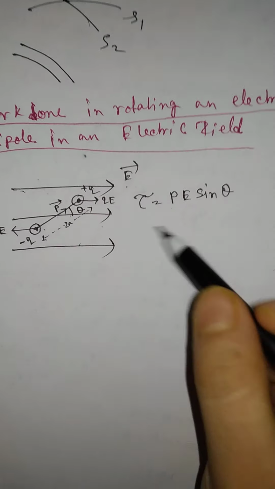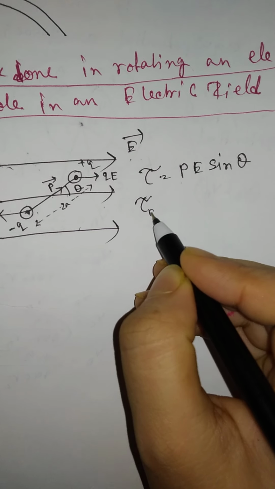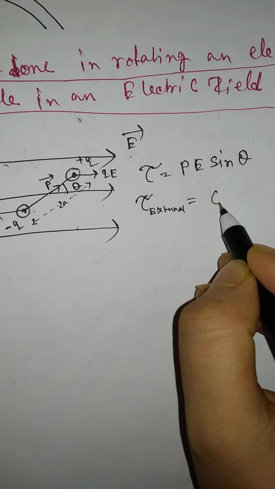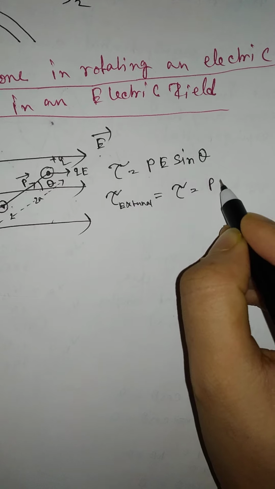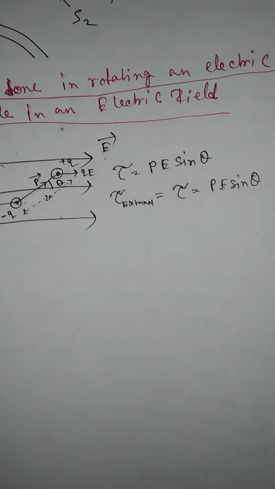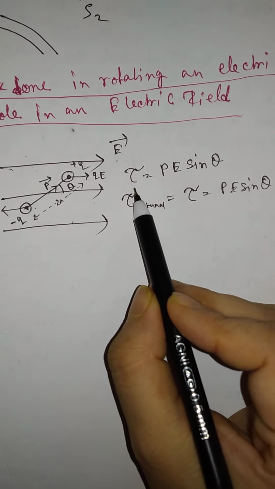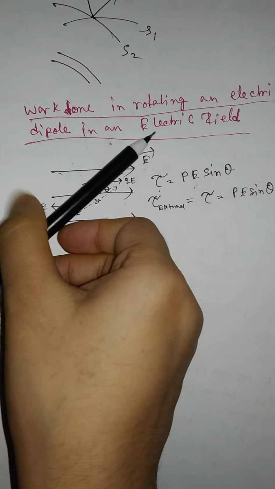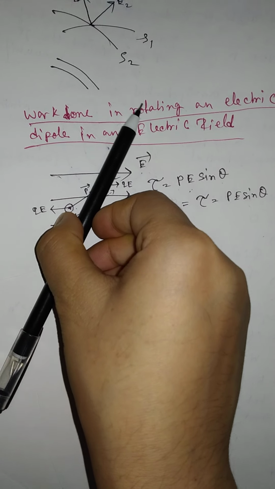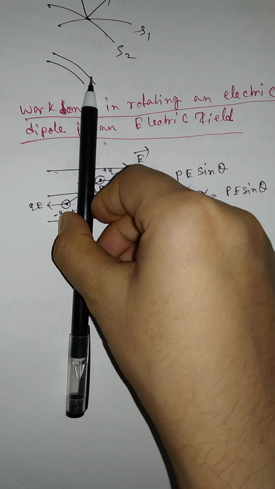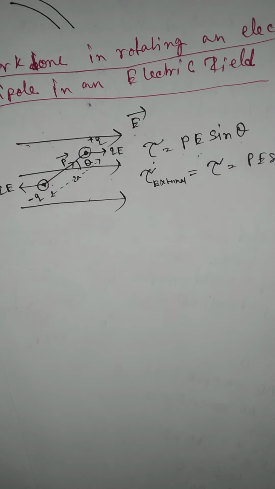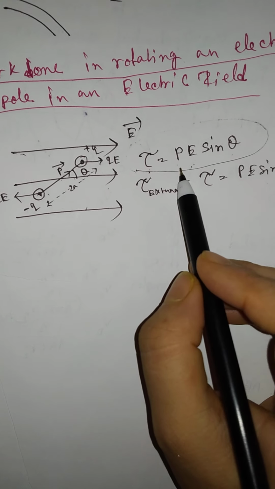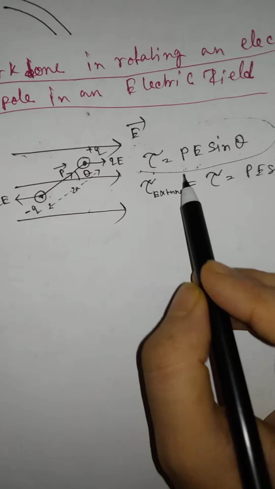So that means the external torque applied on this dipole is almost equal to this torque, that means pE sin theta, according to our consideration. And you can see here this torque depends on theta. That means when the dipole is rotated, theta will change, right? If theta changes, then the torque also changes here. That means this is not constant, it's a variable quantity and it depends on theta.